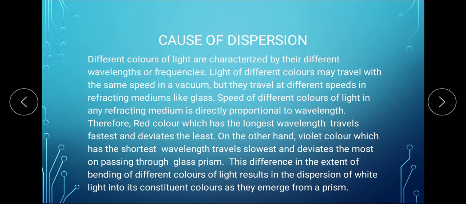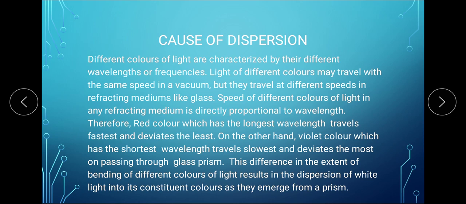Now, when we talk about the spectrum of white light, which is WIBGYOR, red color has the longest wavelength and violet color has the least wavelength. It is the shortest wavelength. Red color, which has the longest wavelength, travels fastest. Therefore, it deviates the least. On the other hand, violet color, which has the shortest wavelength, travels slowest and deviates the most on passing through a glass prism. The difference in the extent of bending of different colors of light results in dispersion of white light into its constituent colors.